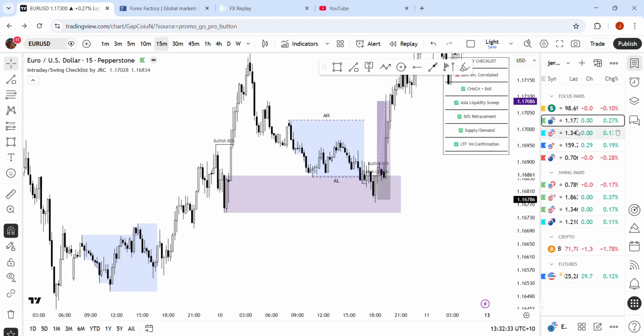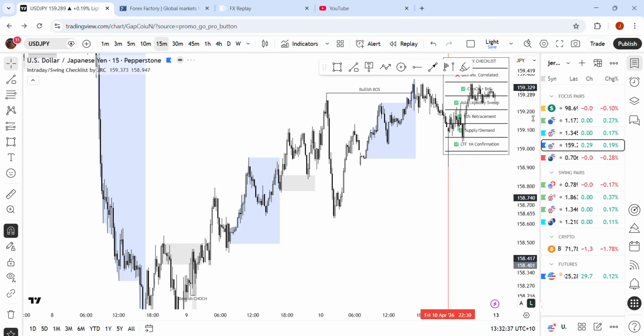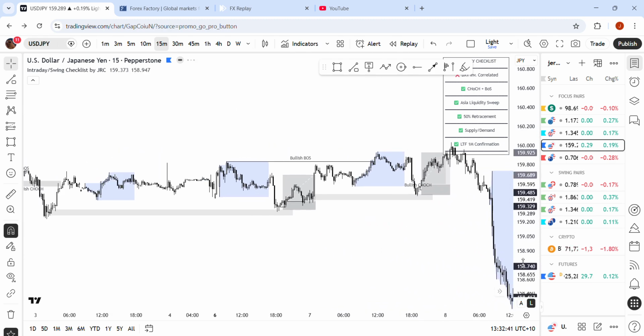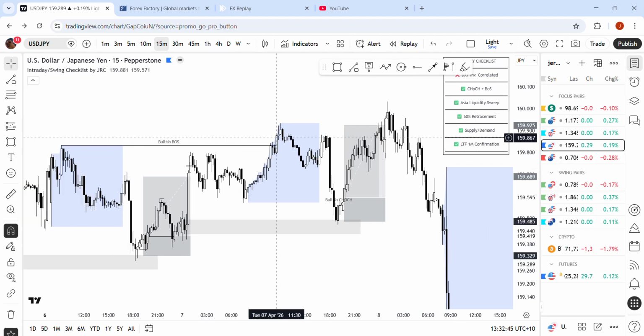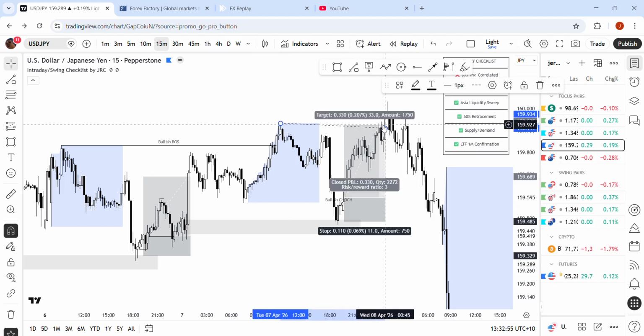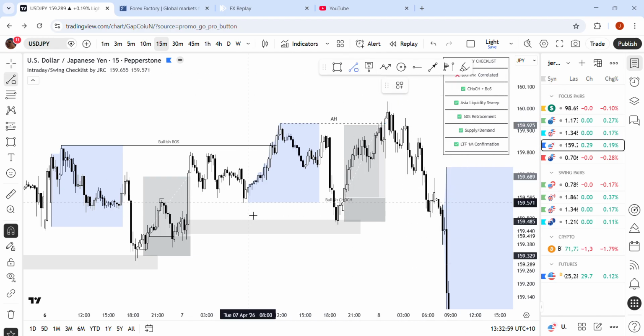For another case example, I think I took a trade on USD JPY this week as well, which we had that Asia reversal right here. Price was in a bullish breaker structure. Blue box is Asia session. We've got Asia high here, and we have Asia low here.